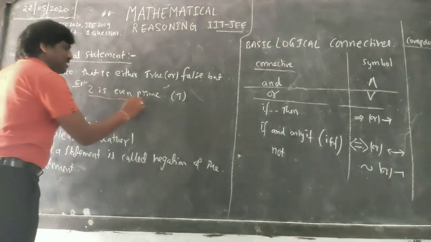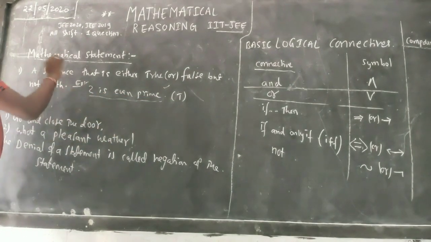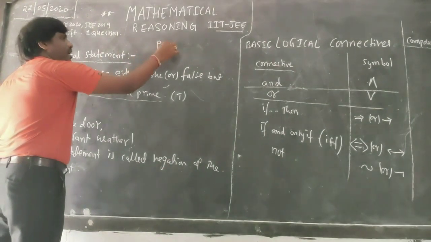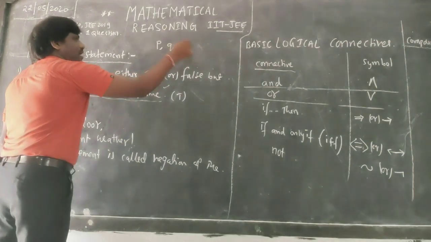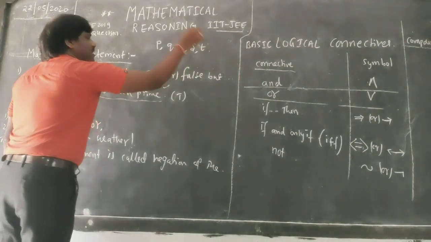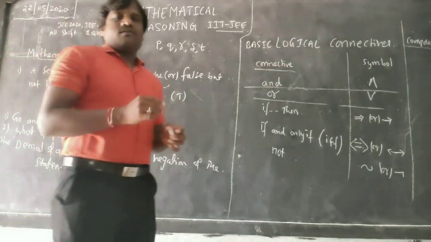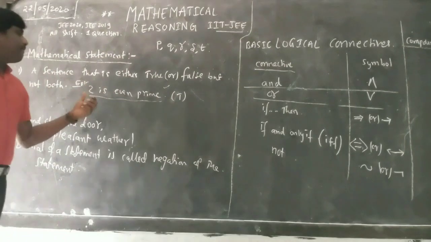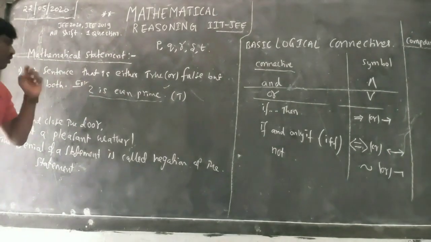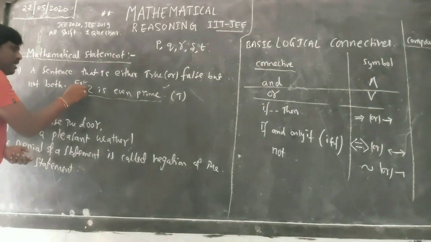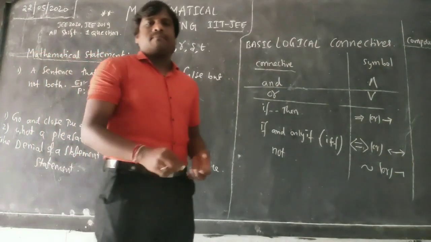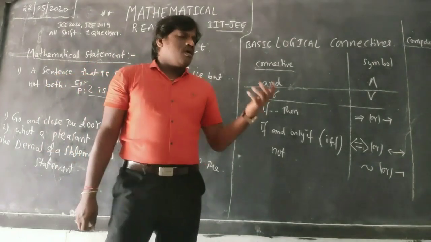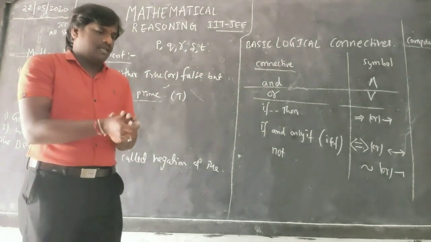And these statements, mathematical statements, are denoted by P, Q, R, S, T. So in general we use P, Q, R, S, T for mathematical statements. So I can say this statement is P, that is, 2 is an even prime. So I can say true or false. Now I can give one more example.